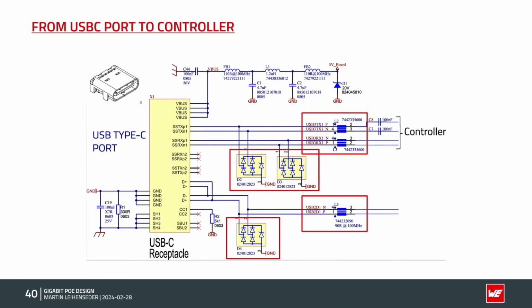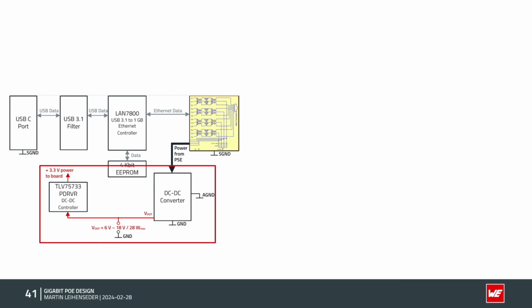And here, again, these are the TVS diodes like I mentioned before. So this was, in short, the USB-C port to the controller. Now let's go to the power path.